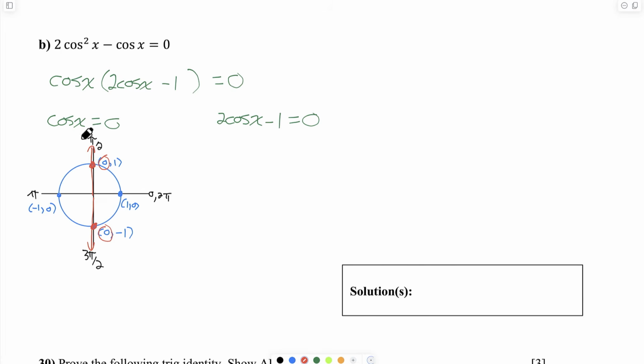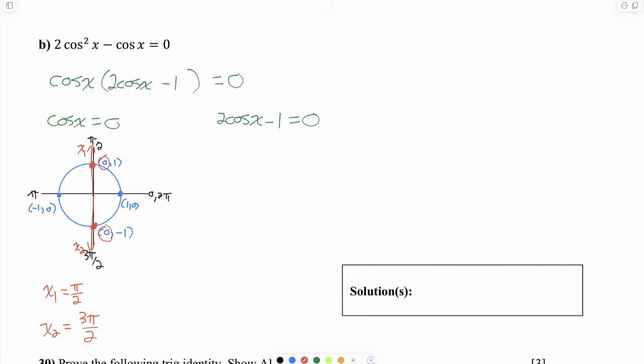So I have two answers for this. I'll call this x1 and this one x2. x1 is pi over 2. x2 is 3 pi over 2. And you could check those. If you do cosine of either of those on your calculator, it'll tell you it's equal to 0.